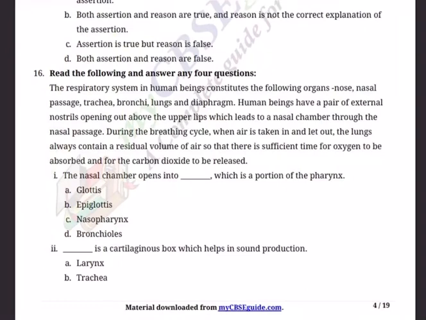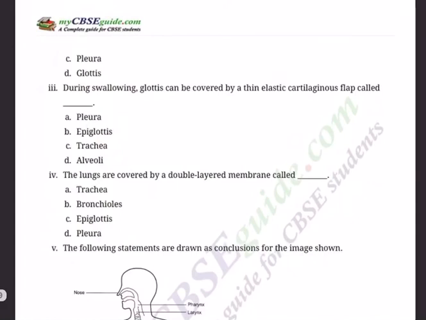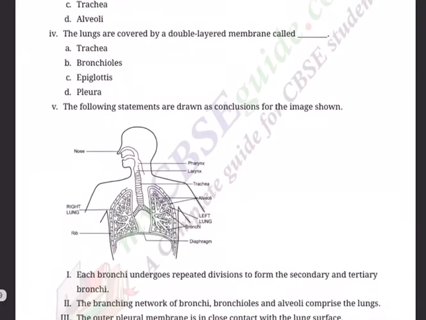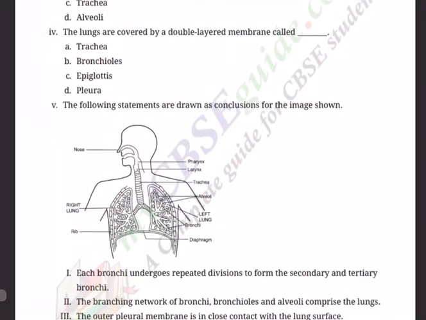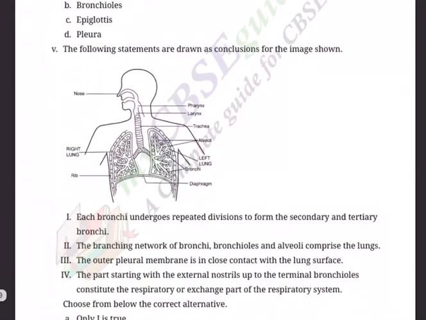1. The nasal chamber opens into dash, which is a portion of the pharynx. A. Glottis. B. Epiglottis. C. Nasopharynx. D. Bronchioles. 2. Dash is a cartilaginous box which helps in sound production. A. Larynx. B. Trachea. C. Pleura. D. Glottis. 3. During swallowing, the glottis can be covered by a thin elastic cartilaginous flap called dash: pleura, epiglottis, trachea, alveoli. 4. The lungs are covered by a double layered membrane called trachea, bronchioles, epiglottis, and pleura.